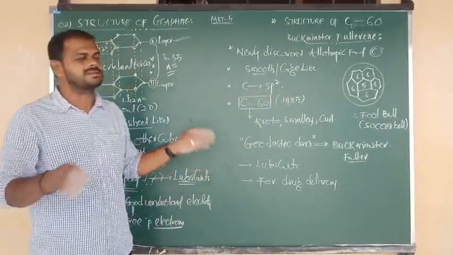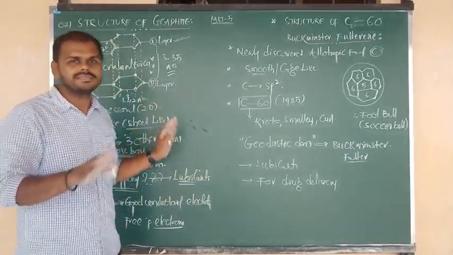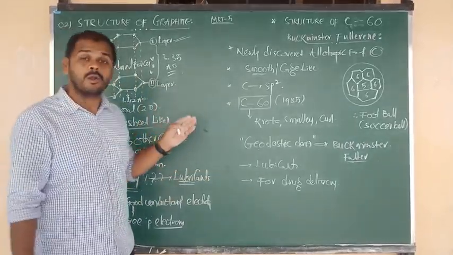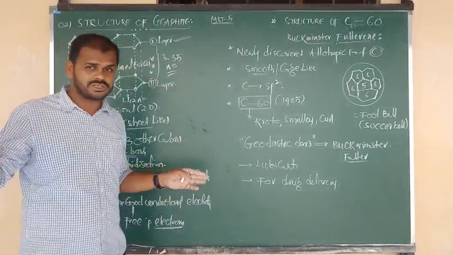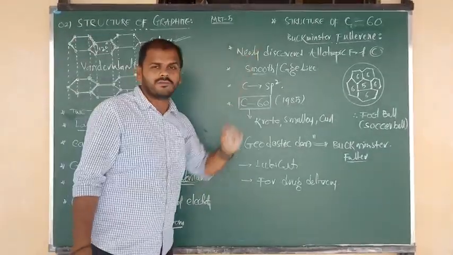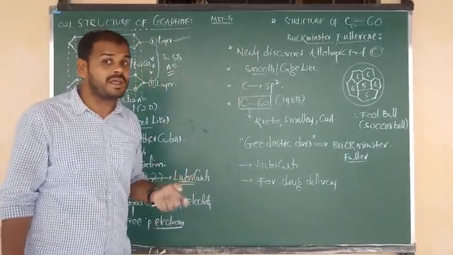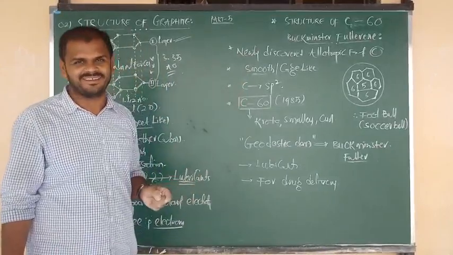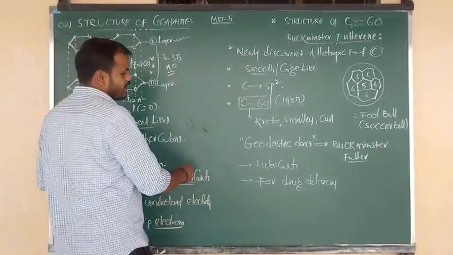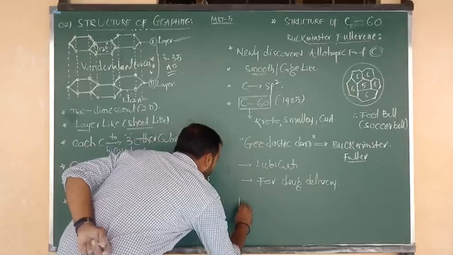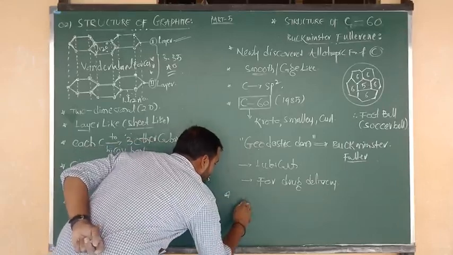These are the importances of the crystalline allotropes of carbon. Yesterday we finished diamond, and this is graphite and C60 fullerene, the Buckminster fullerene. One small point I want to tell you. It may be asked for 1 mark.